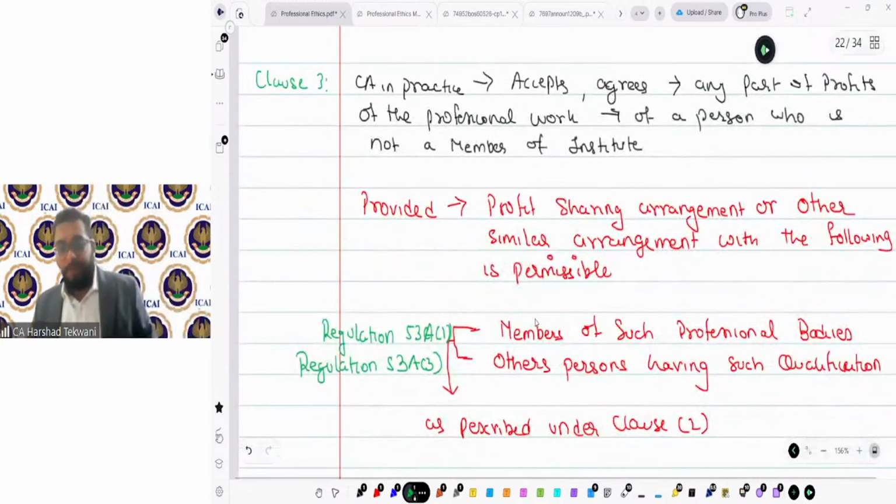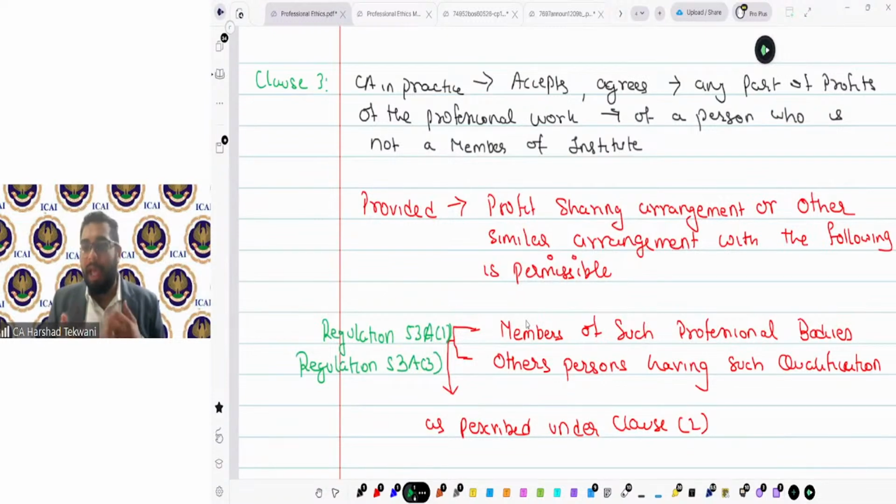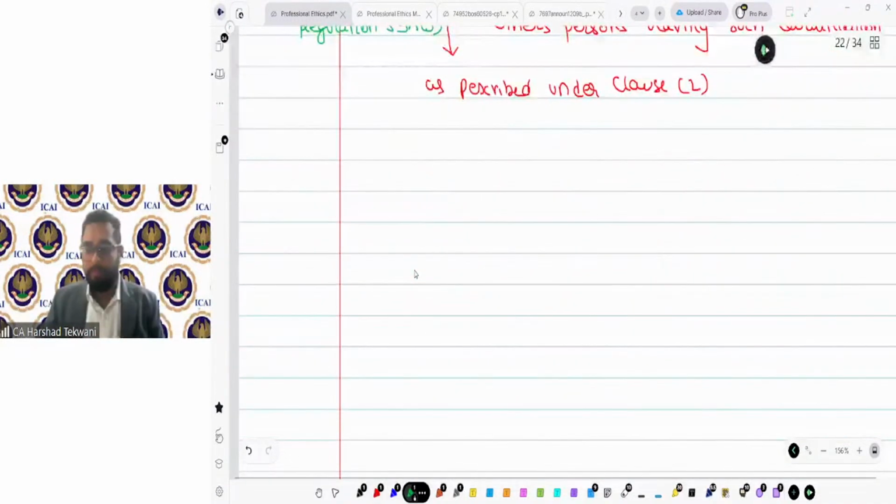Clause 2, 3, and 4 are pretty much interconnected, because they are on similar lines. Like, agreeing to pay an amount, agreeing to accept an amount from certain persons, and entering into a partnership with certain kinds of persons. So they are on similar lines. That's why I want to cover all three first, and then we can see their questions. Let's see clause 4.